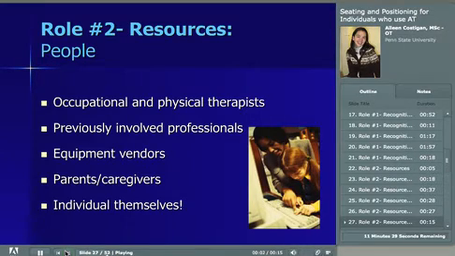Often the caregivers and the individual themselves are overlooked as sources of information, but their input is obviously invaluable and could ultimately determine the feasibility of any seating and positioning intervention.